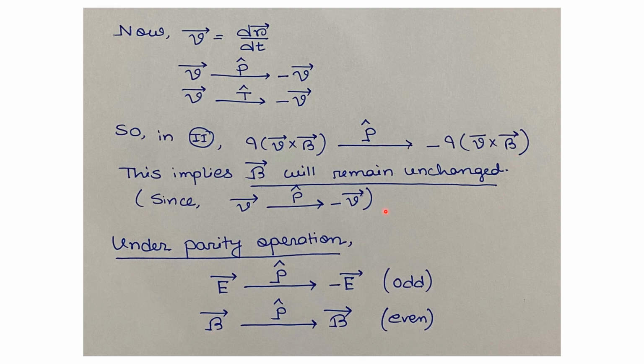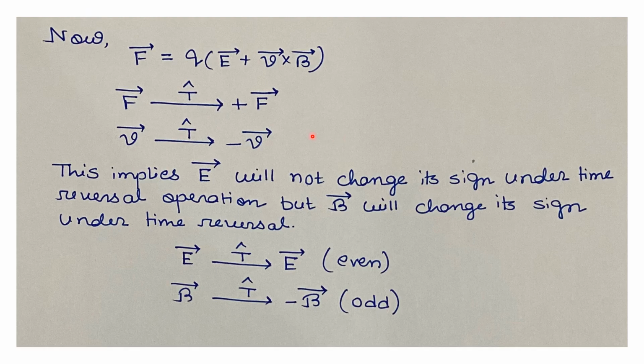So what we have learned till now: under parity operation, the electric field vector changes its sign. So it is odd under parity operation, but the magnetic field vector doesn't change its sign under parity operation. So it is even under parity operation. Under time reversal operation, the force vector doesn't change its sign, but the velocity vector changes its sign. So it will turn into minus v under time reversal operation. So this suggests that the electric field vector E will not change its sign under time reversal operation, but the magnetic field vector will change its sign under time reversal.